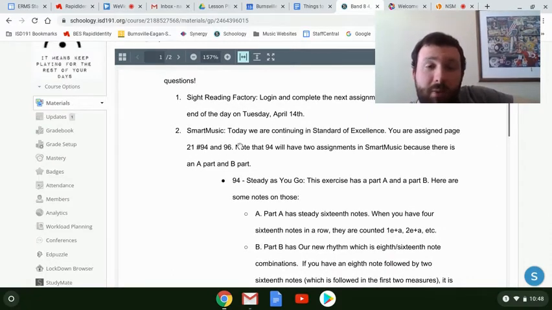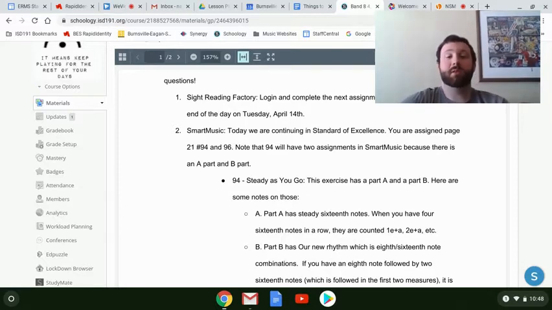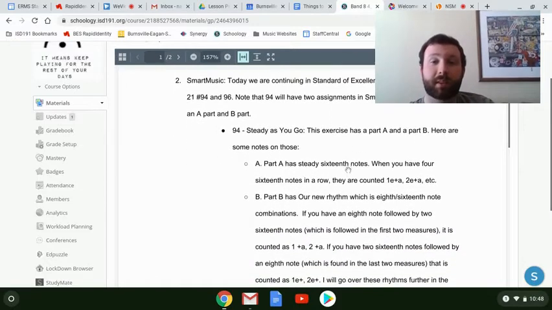For SmartMusic, we are continuing in Standard of Excellence. You are assigned page 21, numbers 94 and 96. Number 94 will have two assignments in SmartMusic because it's set up as a duet. It has an A part and a B part. So let's actually go over those right now.